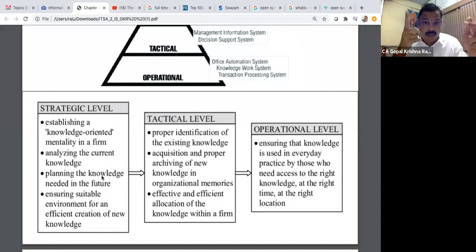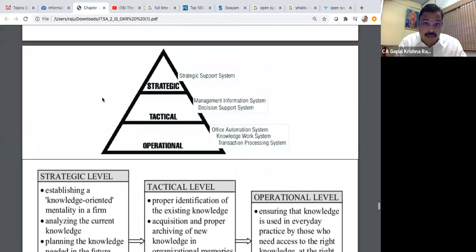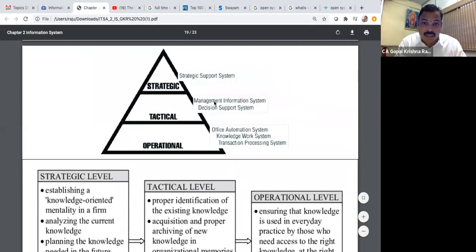Okay, things are going well. Things are not going well. I need to take a corrective action. I need to give a direction. So, that aspect is what? And what is the system there? That is called strategic support system. Management decision, manager information system, vision support system, transaction processing system.